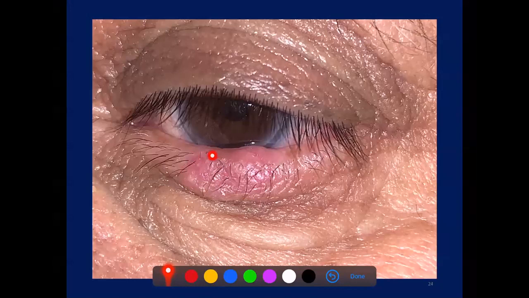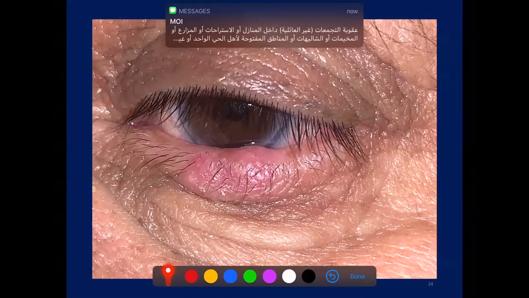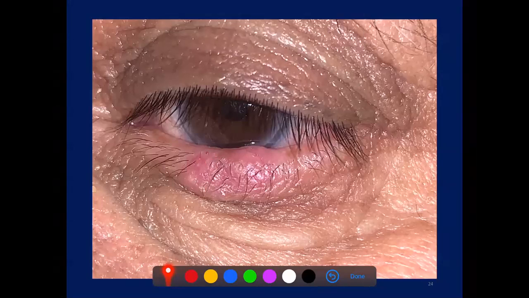It's raised. There is madarosis. Excellent. So yeah, there is a loss of lashes. So this patient came with the recurrent appearance of this mass, which comes and goes. So what do you think is the most likely diagnosis?